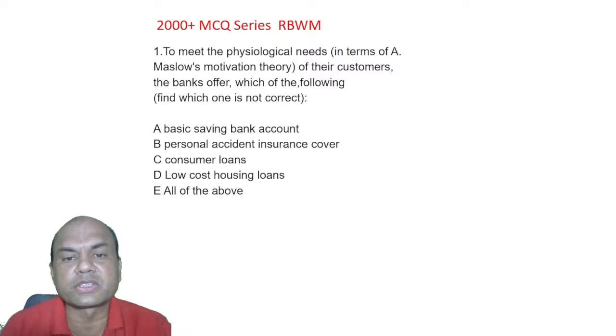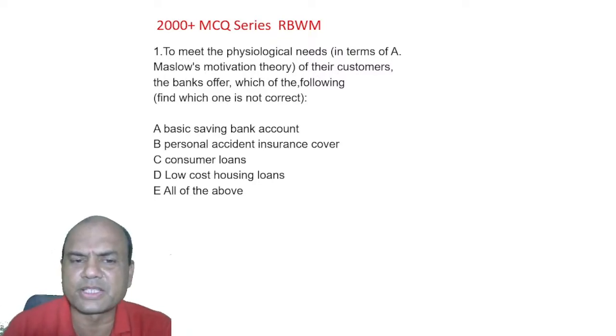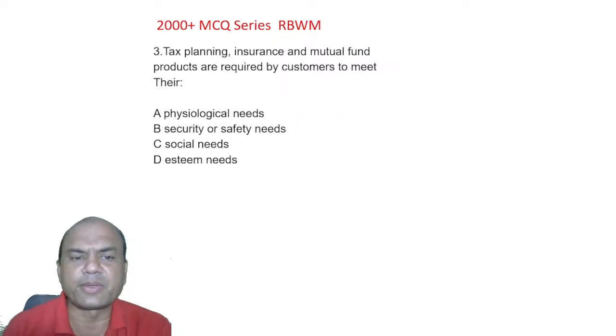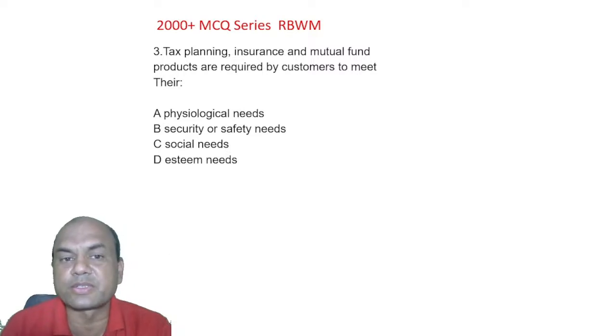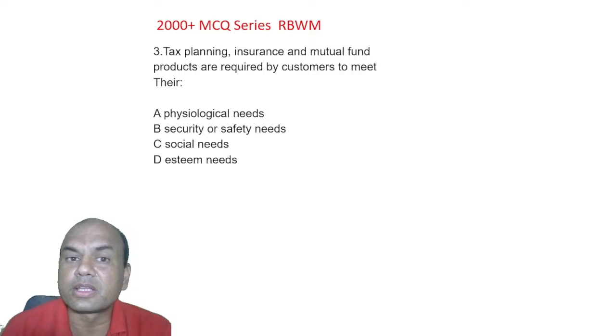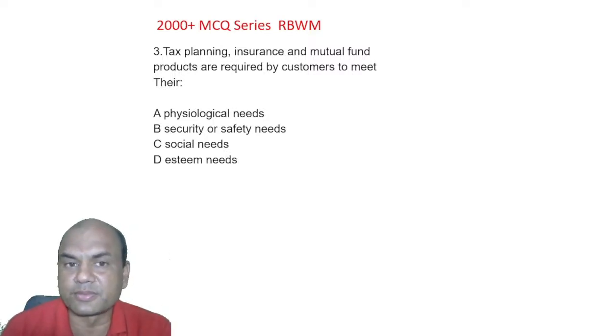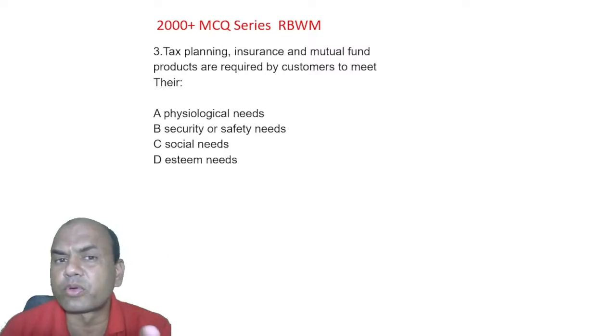To meet the physiological needs of the customer, the bank offers the following. Just now we have done it, I think. BSBA, right? Tax planning, this meets, okay, just for revision's sake. Whatever I have told you now, I'll take the revision of these. Only 4 to 5 questions I'll be revising. So what are the revision questions?